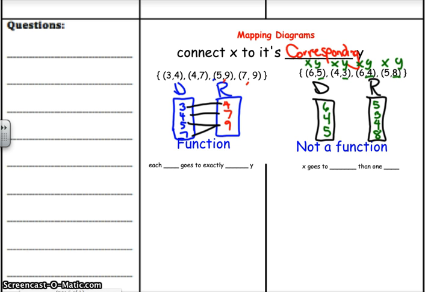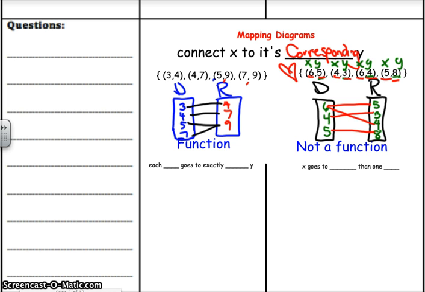Now I map, I connect it, but I go to the relationship. So I go back up here to see what gets connected to what. So here it says connect my 6 to my 5. 6 goes to 5. Connect my 4 to the 3. 4 goes to 3. Connect my 6 to a 4. I go back to the 6. 6 goes to 4. And I connect my 5 to the 8. 5 goes to 8.